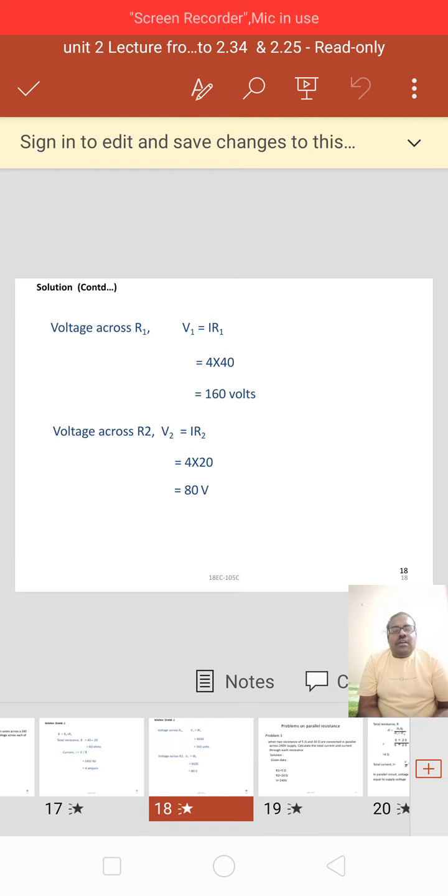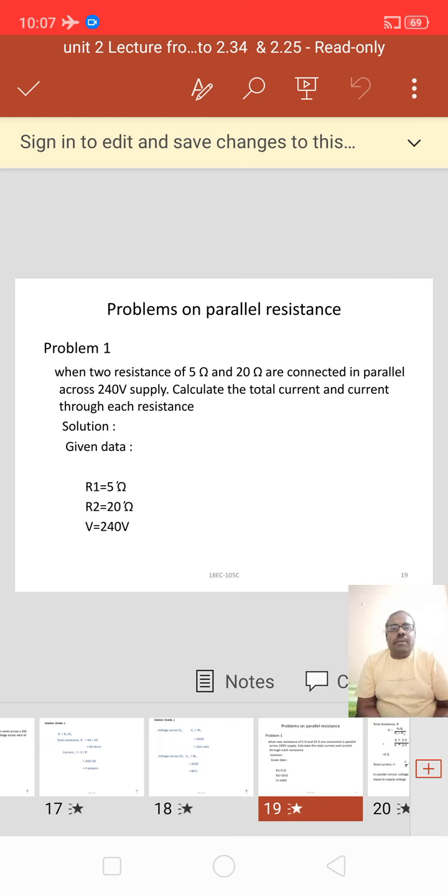By adding V1 and V2, we get the same value. So the problem we have done is correct. In this way also we can check whether the problem is correct.